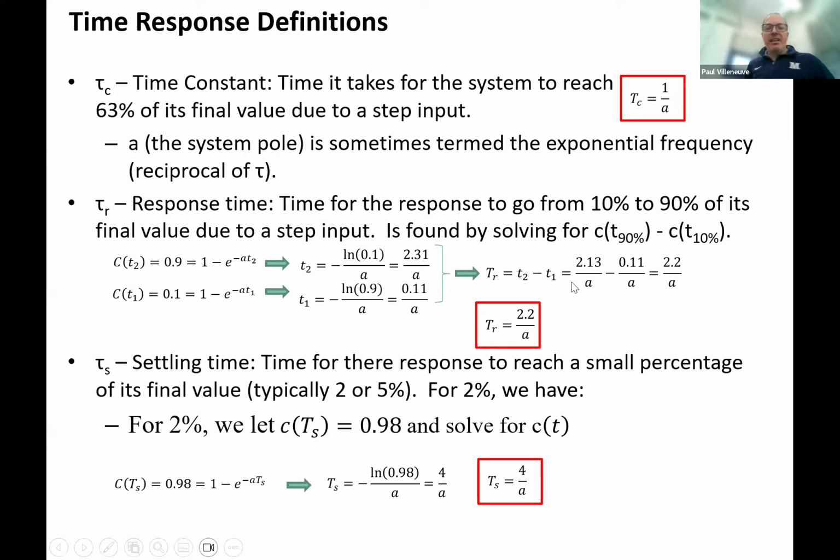Why would we pick 10% as our starting value? This is a more subtle answer. Why do you pick 10% and not 0%?